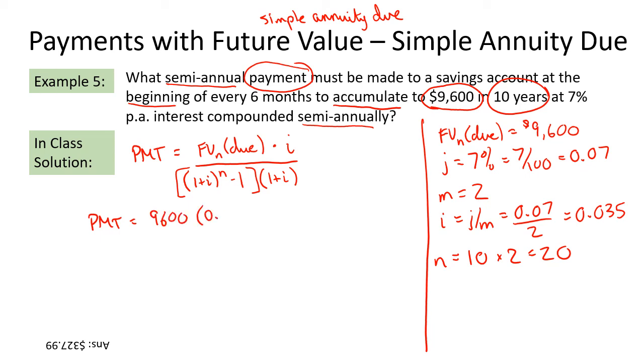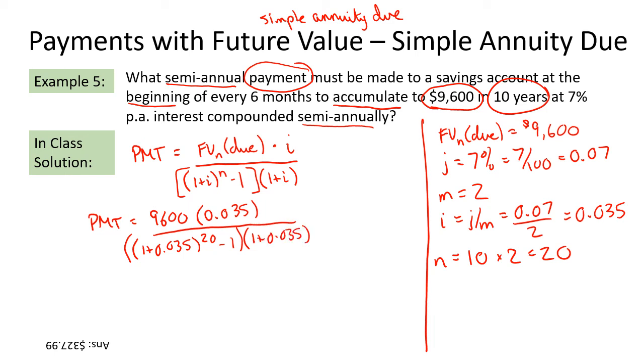All right, substituting these values into our formula, our payment is equal to 9,600 times our periodic interest rate, 0.035, divided by 1 plus 0.035 to the exponent 20 minus 1. Again, that's all in brackets, multiplied by this additional 1 plus 0.035.